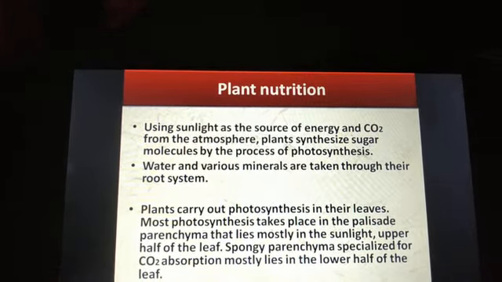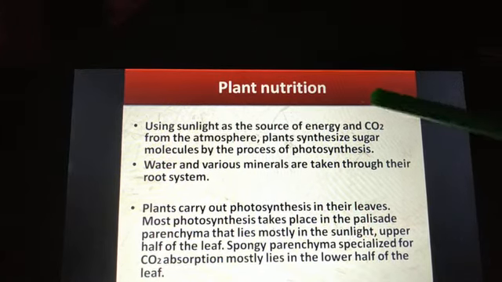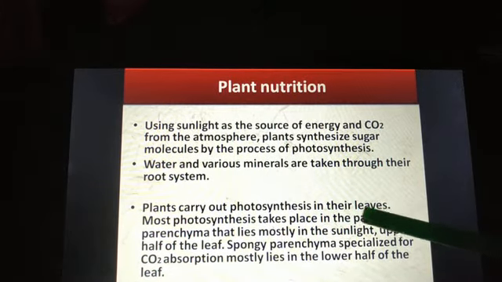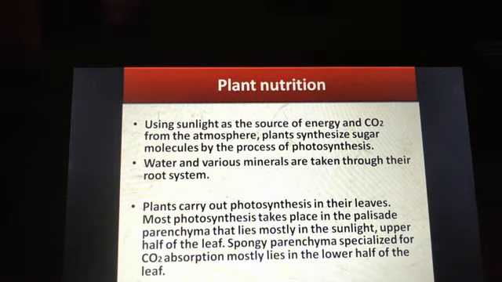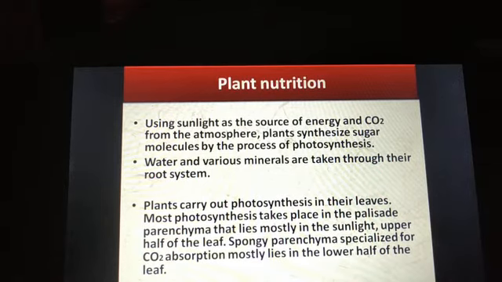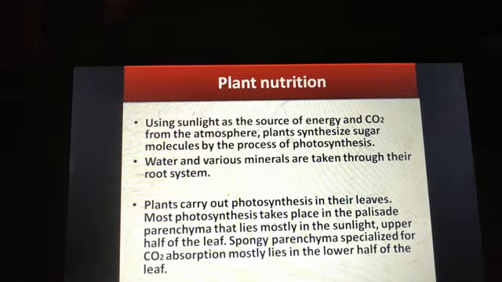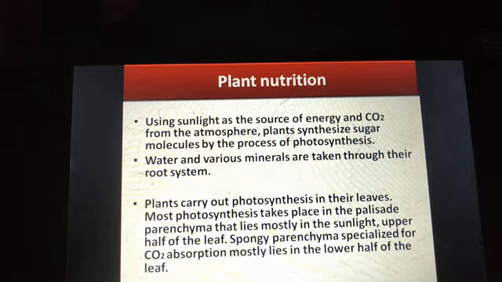Next, plants carry out photosynthesis in their leaves. So we know that in leaves, plants will carry out the process of photosynthesis. And these leaves are positioned on the branches so that they are easily exposed to the sunlight, and they can take the sunlight easily.